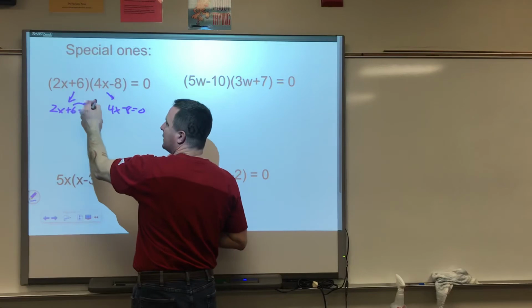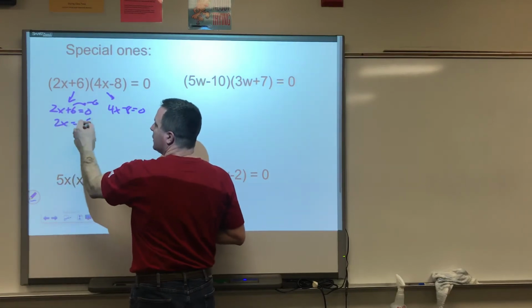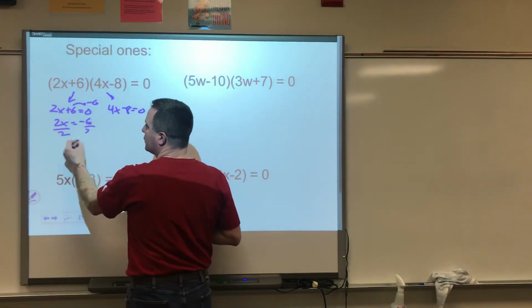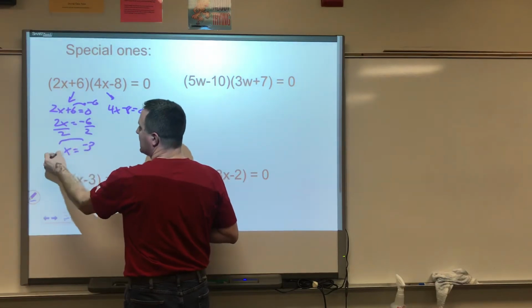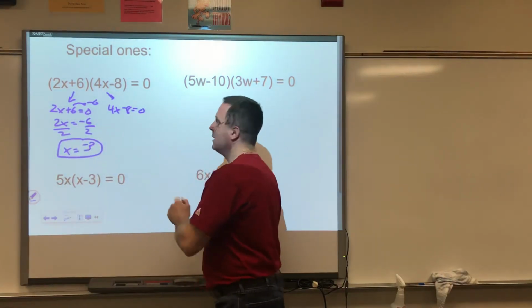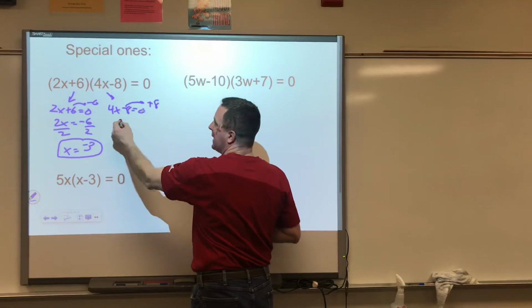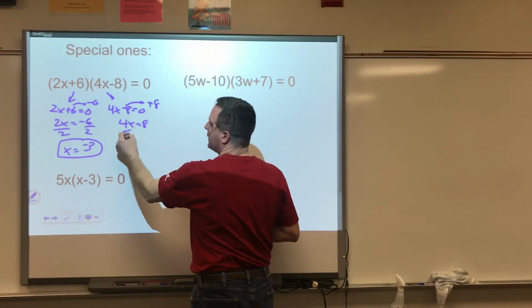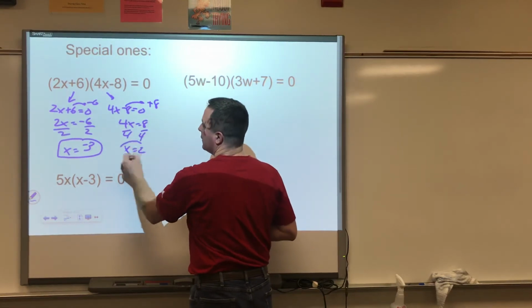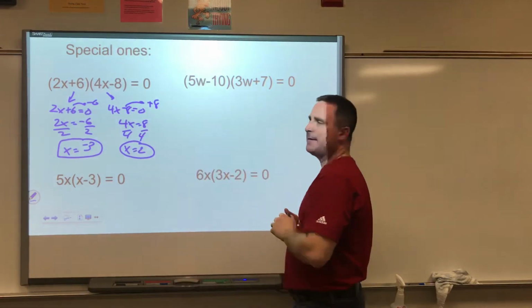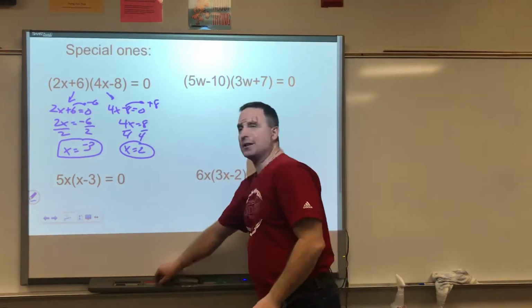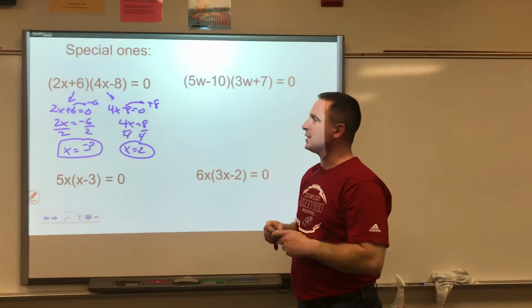Well, if I solve it, I'm going to subtract 6, which is negative 6 divided by 2. And that's going to be negative 3. Okay, this one I'm going to solve by adding 8, and then divide by 4, which is 2. Okay? Okay, what I really want you to see is, is there a shortcut involved with this as well?